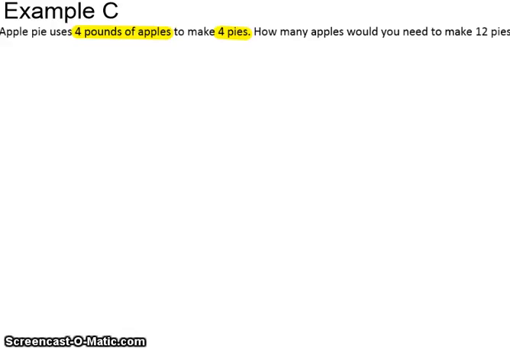Then your question, we want to underline it. So our question says, how many apples would you need to make 12 pies? Okay, but I still have some important information in my question that I need to highlight. I need to highlight 12 pies. So in order for me to solve this problem, I need a box.